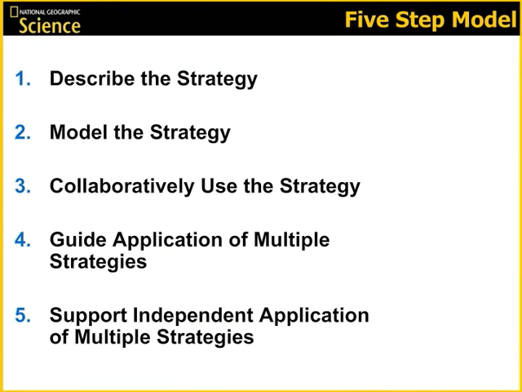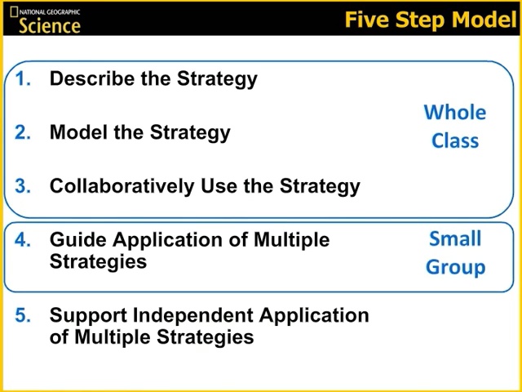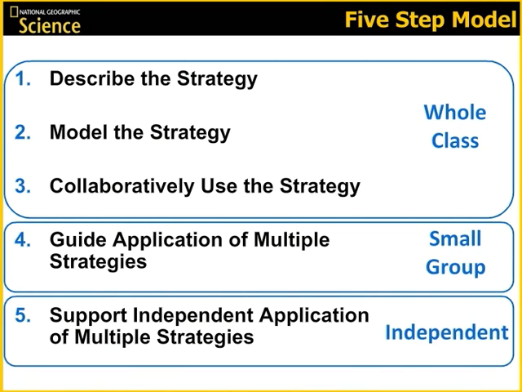As I mentioned, the 5-step model is a gradual release model. The first 3 steps are meant to be delivered in a whole group setting. Step 4 is meant to be small group instruction using the Become an Expert books. And step 5 is meant for independent practice using the Explore on Your Own books.